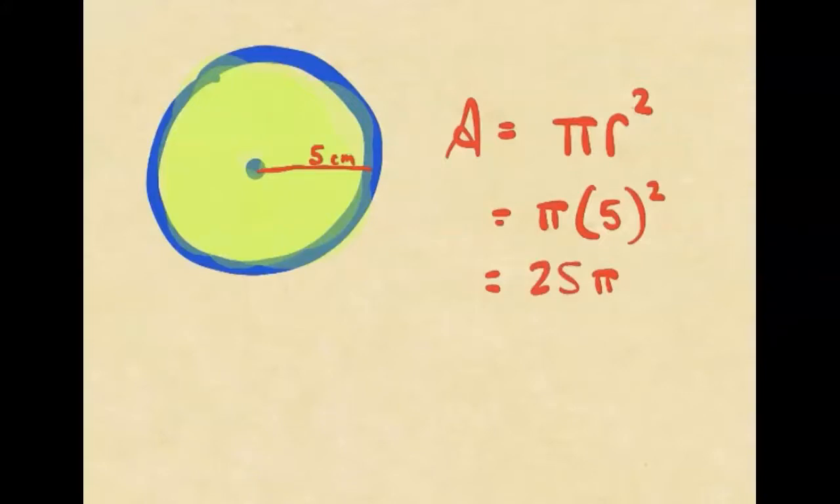Alexa, what's 25 times pi? 25 times pi is 78.539.